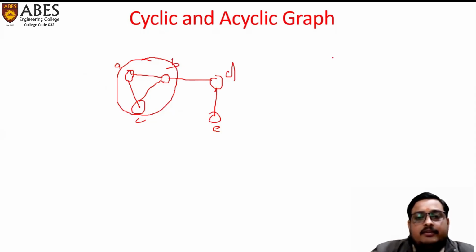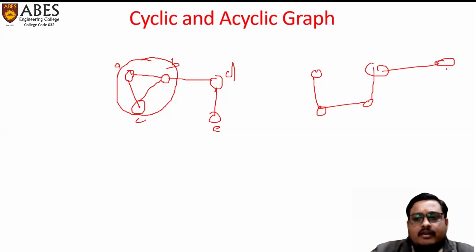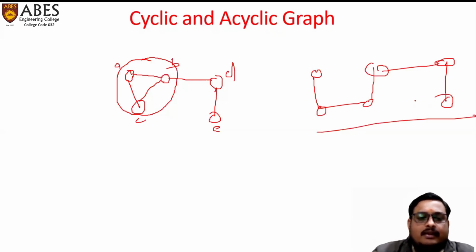And on the other hand, what is an acyclic graph? If a graph does not have any cycle, that graph is known as an acyclic graph. So we can consider any graph that does not have any cycle, like this. This is also a graph. Here we don't have any cycle. So this type of graph is known as an acyclic graph.